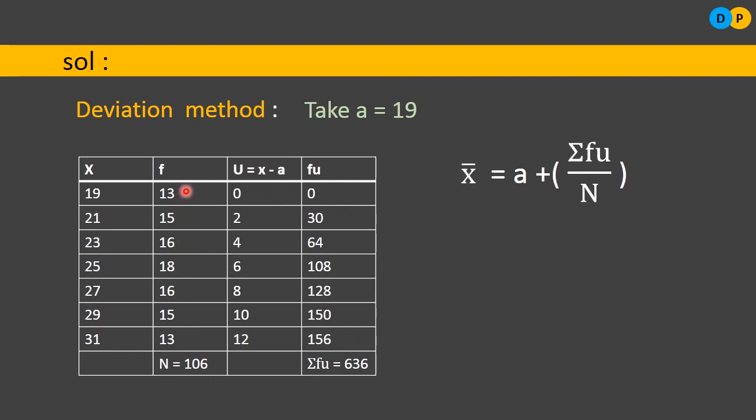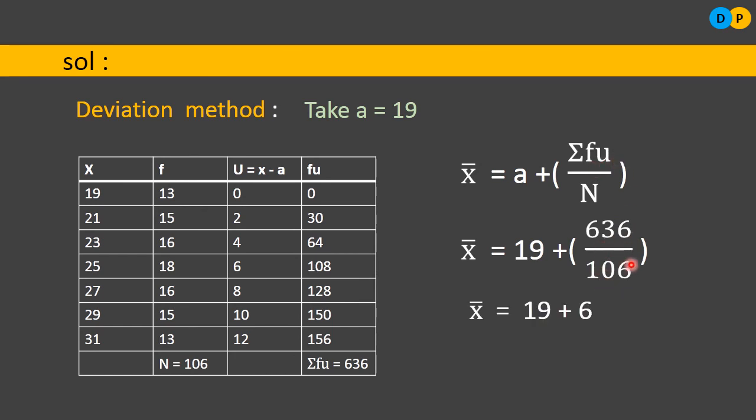Okay, we will be adding sum of all the frequencies. So capital N is 106. Sum of all summation fU values is equal to 636. So now let us substitute them in the formula. So what is the formula for deviation method when we are having discrete data? x bar is equal to A plus summation fU by capital N. So A, the assumed mean, is 19, plus summation fU is 636 divided by 106. So the answer is 19 plus 6 is equal to 25. So x bar is 25.